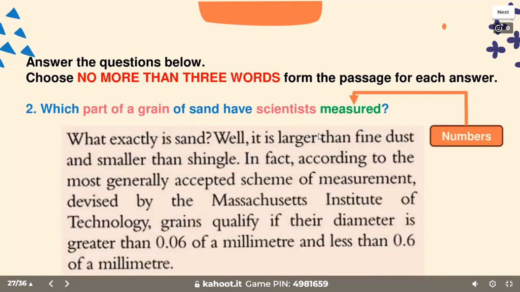Here I won't be looking for letters, but I will be looking for numbers. And you can find numbers easily, because they are different from letters. Is it clear? Now, if I say measured, I need to look for measurements. So it's very easy to find. You see here, 0.06, and this is 0.6. It's very easy to find, okay? And then I need to read the question carefully. Now, I have already located the answer. The answer is here. But now what do I need to do?